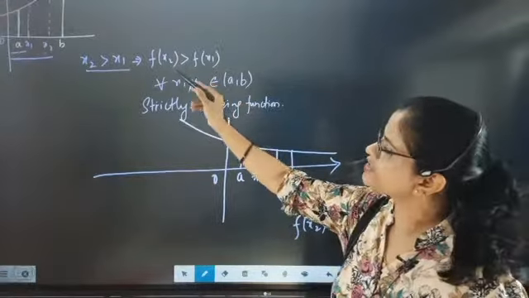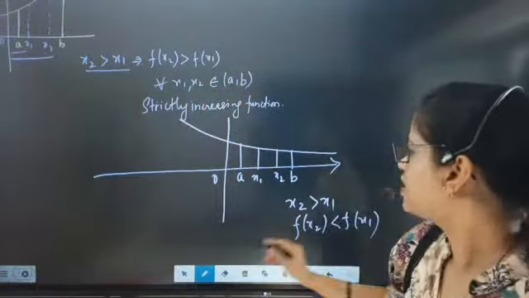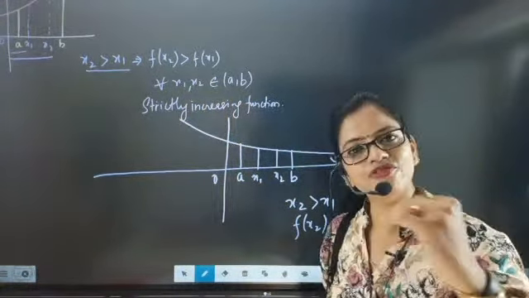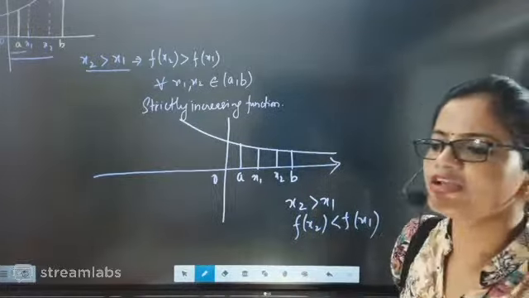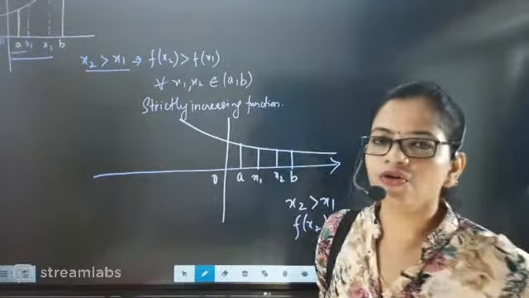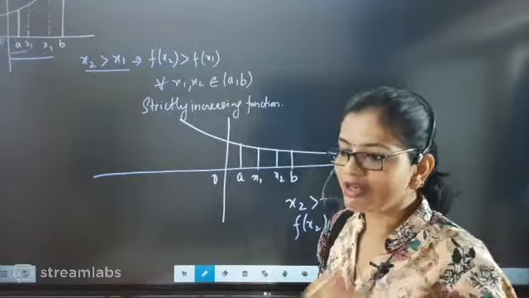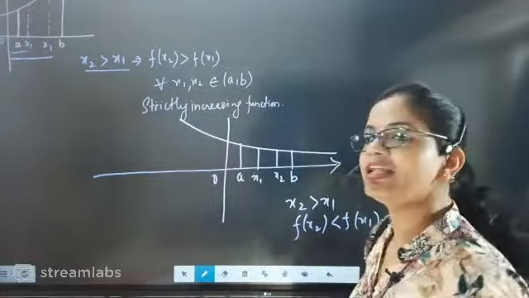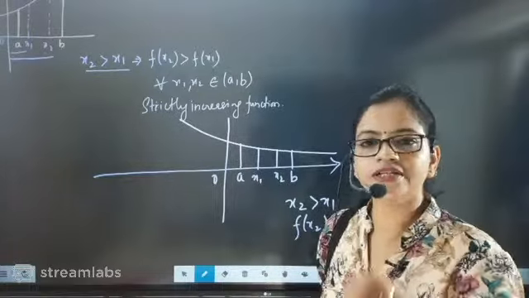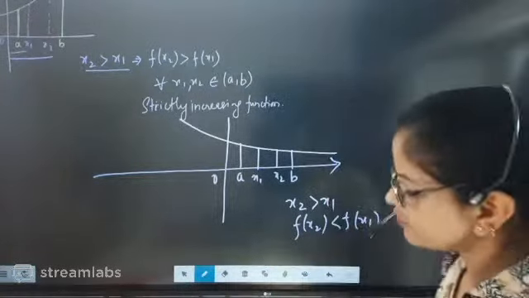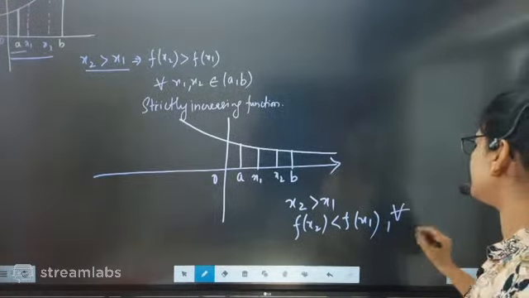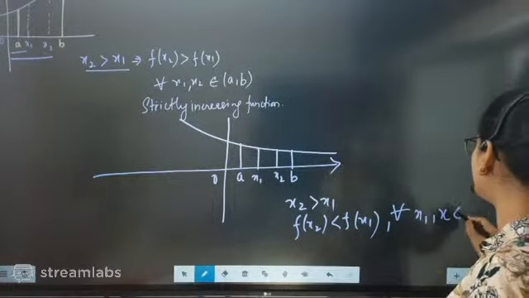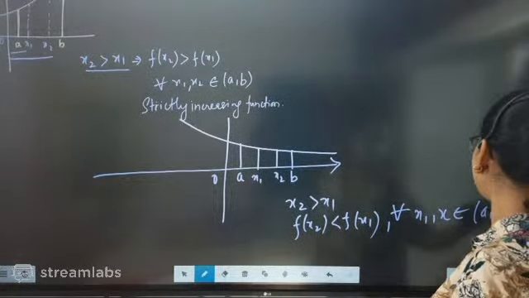In that case f of x2 was greater than f of x1. Here what we are saying is that if the value of x keeps on increasing, the value of y keeps on decreasing. For increasing value of x, the value of y decreases. That is exactly called a decreasing function. It is a strictly decreasing function for all x1, x2 belonging to the open interval AB.